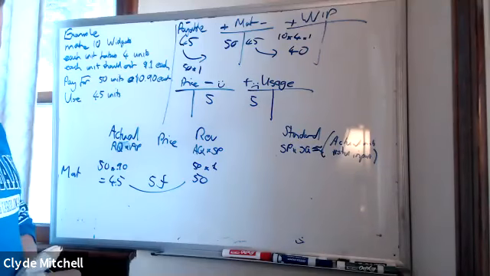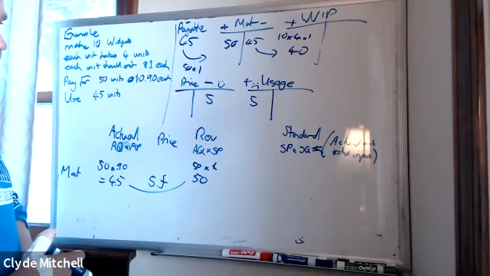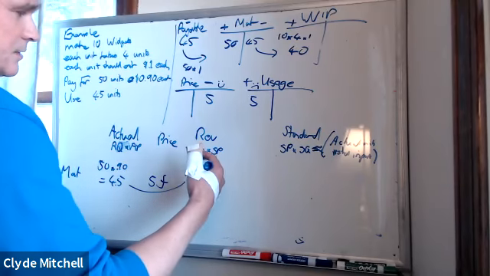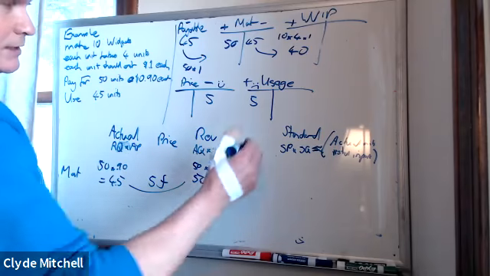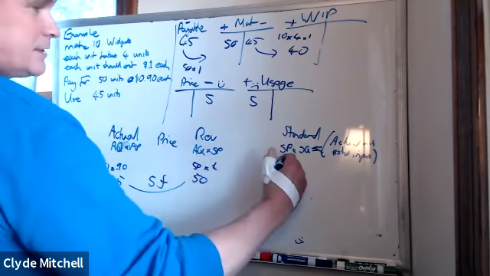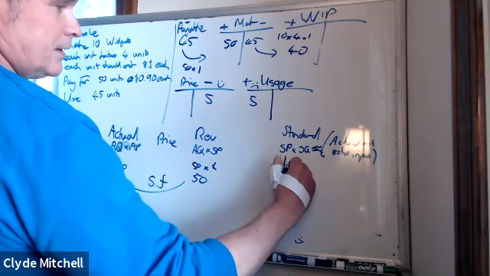call the standard. And the standard is the same as a flexible budget. The revised is what it should have cost us based on the actual quantity in the standard price. The standard is what it should have cost us completely. So it's a standard price of $1 multiplied by the standard quantity.